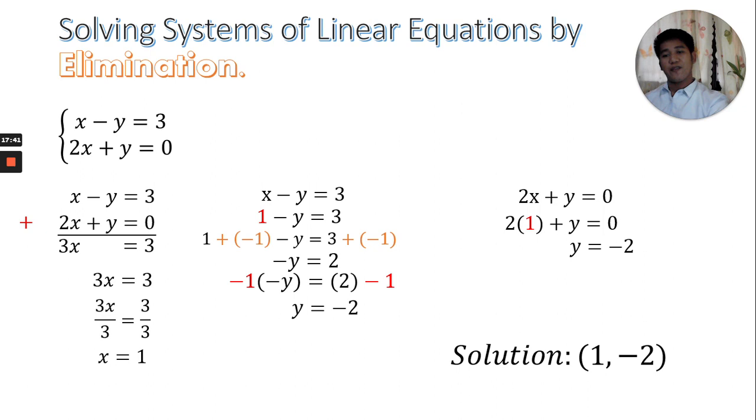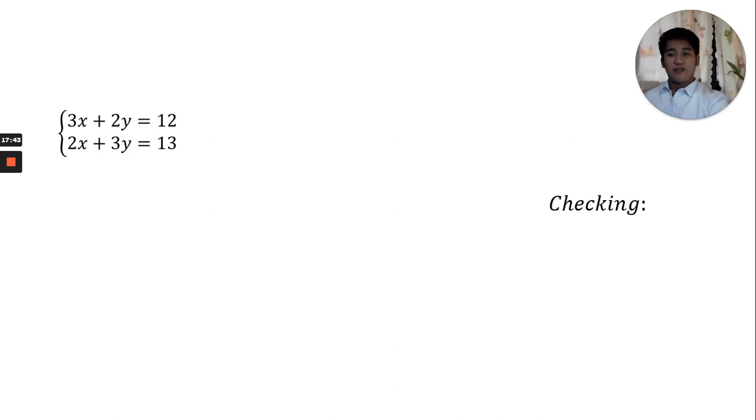How about this given? What if we have here 3x plus 2y equals 12, then 2x plus 3y equals 13. As you can see, there is no same numerical coefficient. 3x, then 2x, they're not the same. 2y and 3y, they're not the same. How are we going to eliminate?